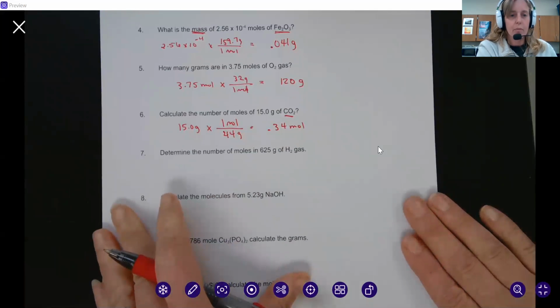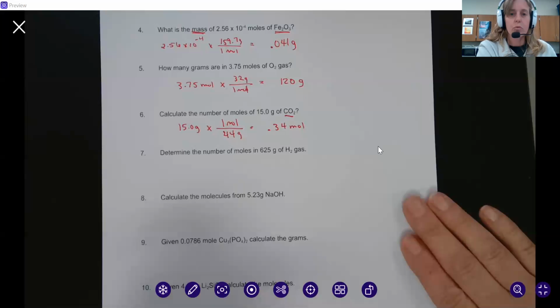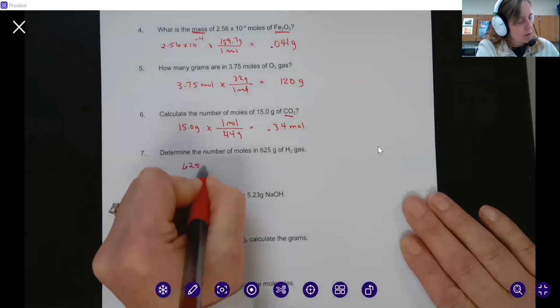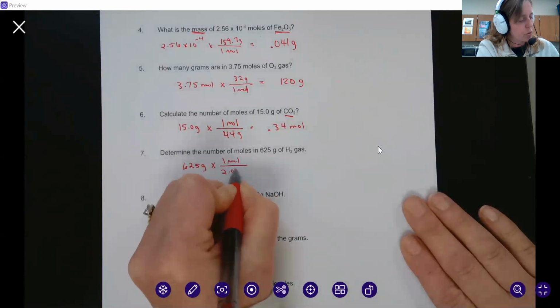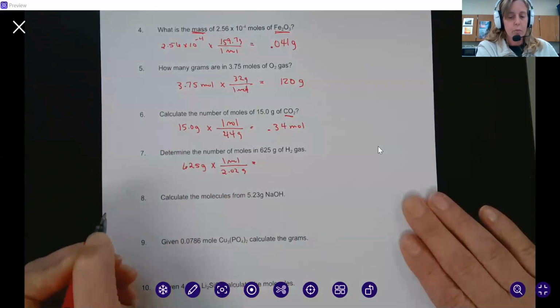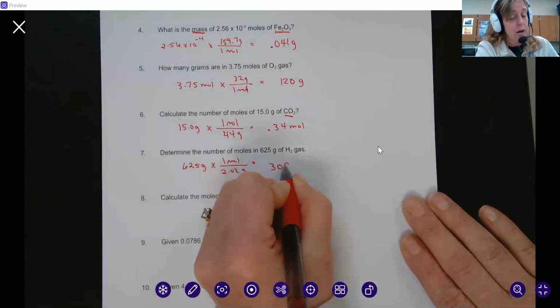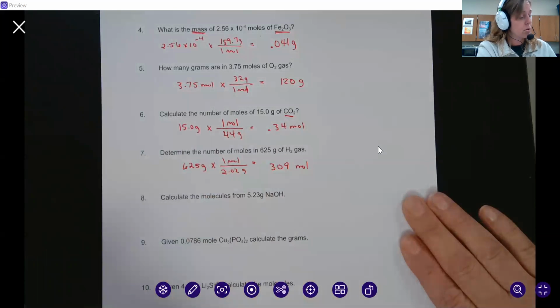Okay. Now number 7, we're going back to moles again. So you're going to take the grams and you're going to put 1 mole at top and then 2.02 grams on the bottom, which is going to give you 309 moles.